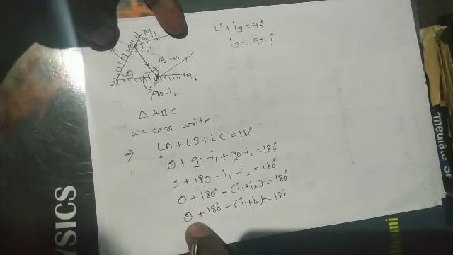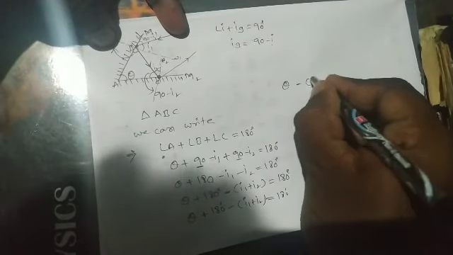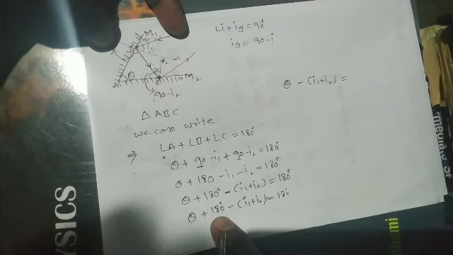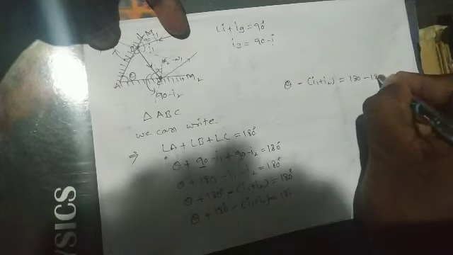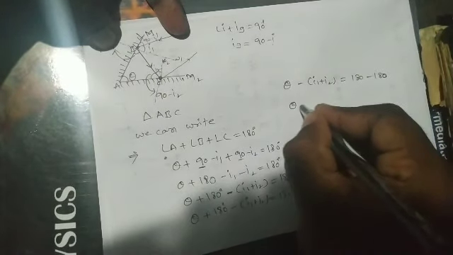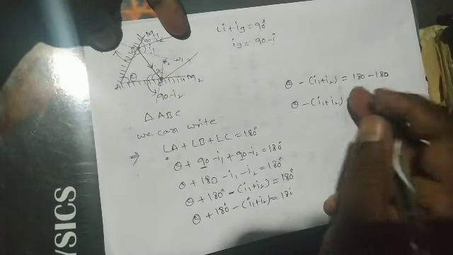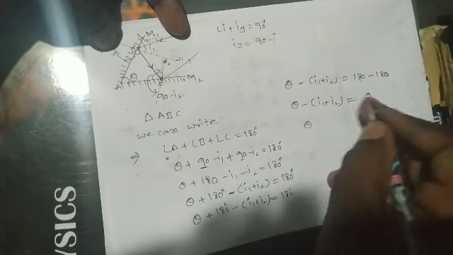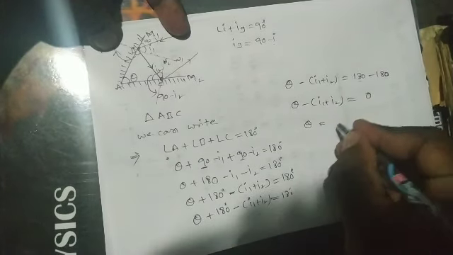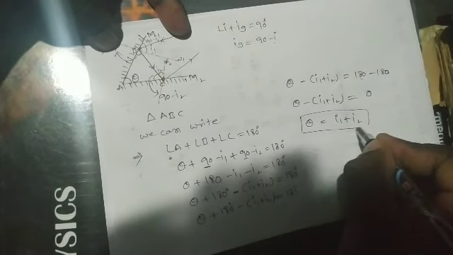Now we want to find the value of theta. Transferring plus 180 to the other side, theta minus (I1 plus I2) is equal to 180 minus 180, which is 0. Transferring minus (I1 plus I2) to the other side, the minus becomes plus. So theta is equal to I1 plus I2.